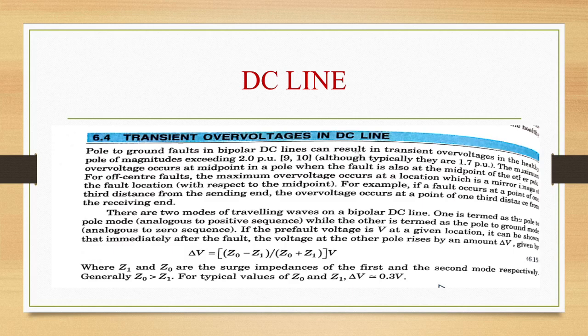There are two modes of traveling waves on a bipolar DC line. One is termed as the pole-to-pole mode, while the other is termed as the pole-to-ground mode. If the pre-fault voltage is V at a given location, it can be shown that immediately after the fault, voltage at the other pole rises by an amount delta V, which is given as delta V = (Z0 - Z1)/(Z0 + Z1) × V, where Z1 and Z0 are the surge impedances of the first and second mode respectively. Generally, Z0 is greater than Z1. For typical values of Z0 and Z1, delta V is equal to 0.3 V.